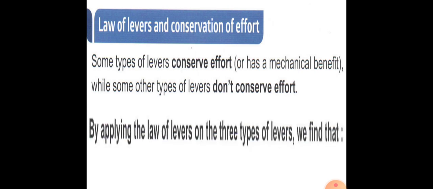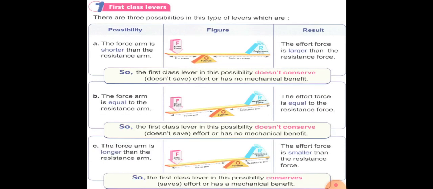By applying the law of levers on the three types of levers, we can find that in the first class levers, there are three possibilities in this type of levers. There are three cases in the first class levers. Number one, if the force arm is shorter than the resistance arm. We know that the first class lever is the lever in which the fulcrum is in the middle between the effort force and the resistance force.